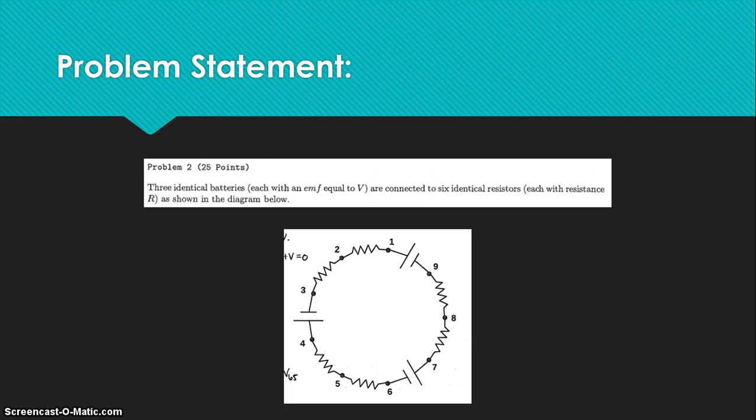So with the problem statement and the included diagram, we have that in problem 2 there were 3 identical batteries, each with an EMF equal to V, and they are connected to 6 identical resistors, each with a resistance R, shown in the diagram below.